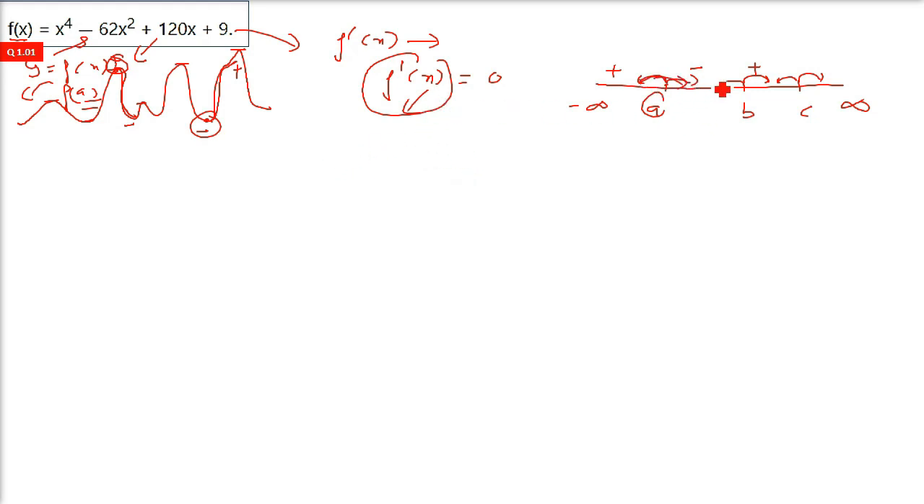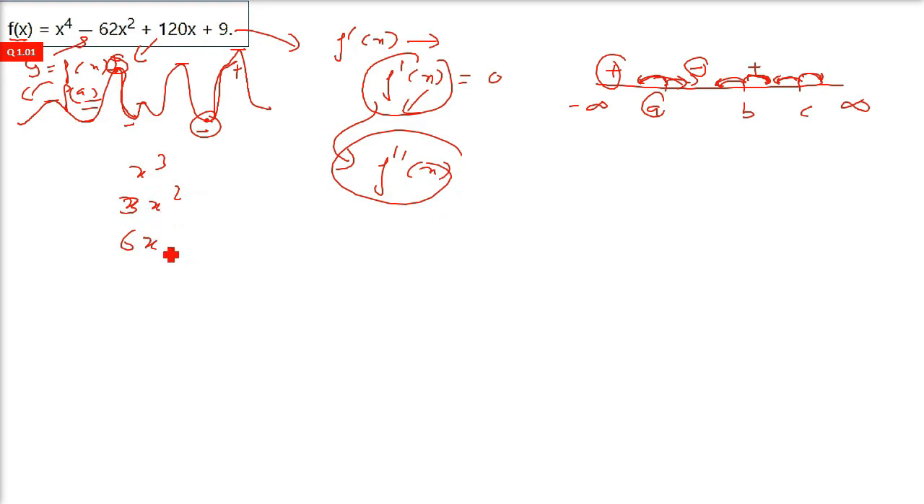But we don't have to draw a number line and find out the values in these intervals, whether it is coming as negative or positive. Plus, minus, plus, all these we don't have to worry about. What we will do is double differentiate this function. One differentiation is already done, we will differentiate it twice. For example, if we had x cube, we differentiate it to get f dash x, then again differentiate to get f double dash x, that will be 6x in this case.